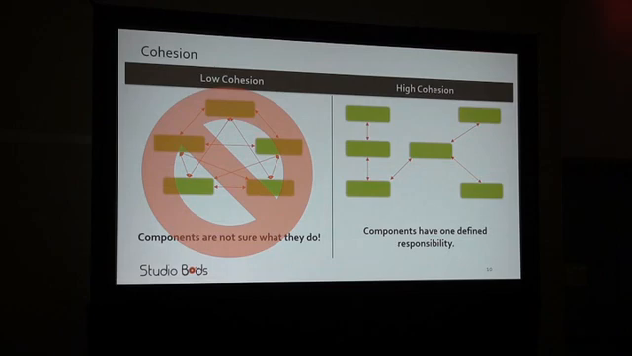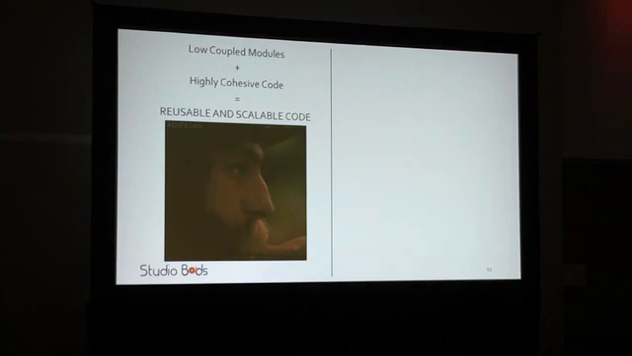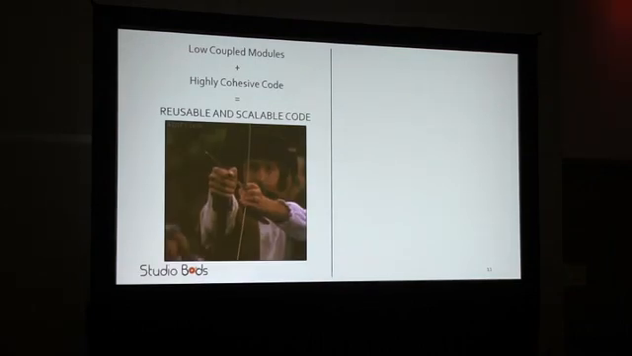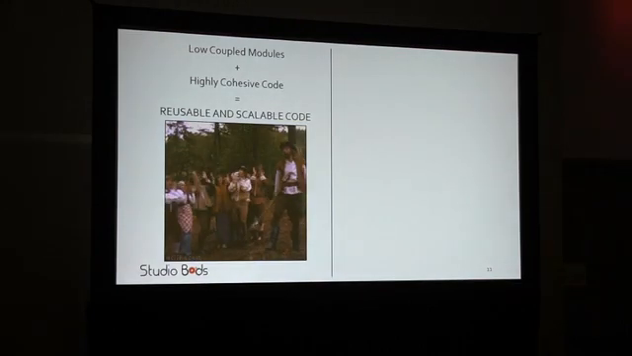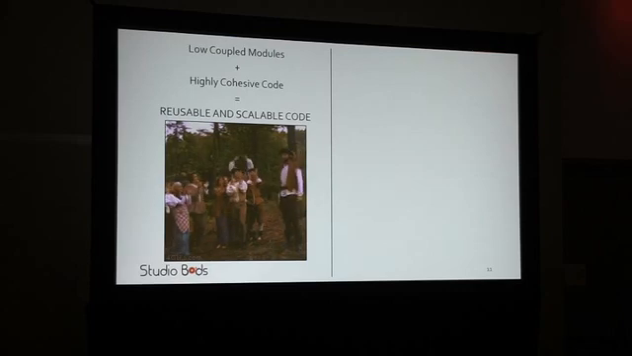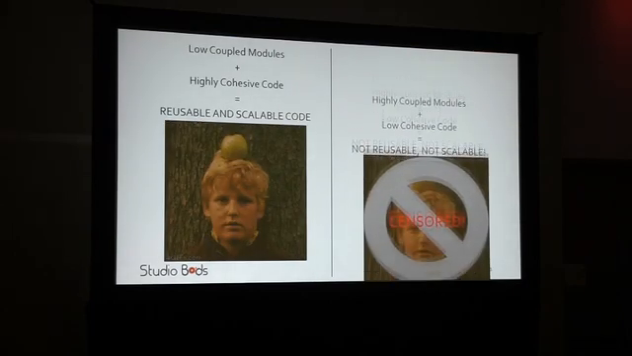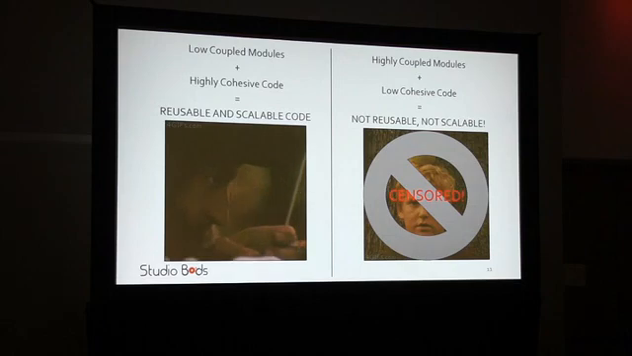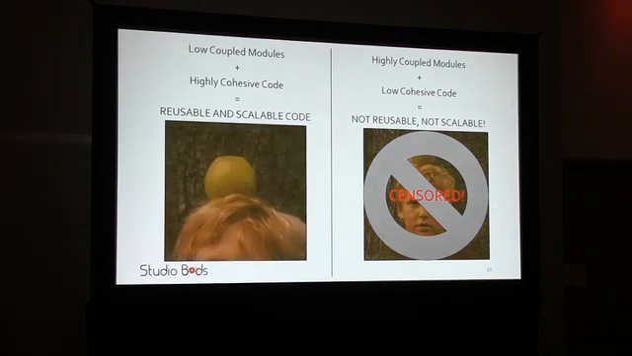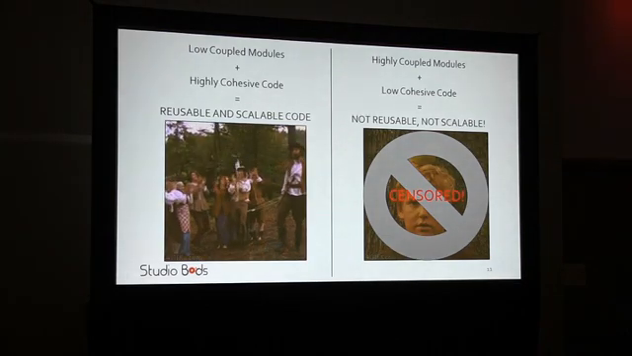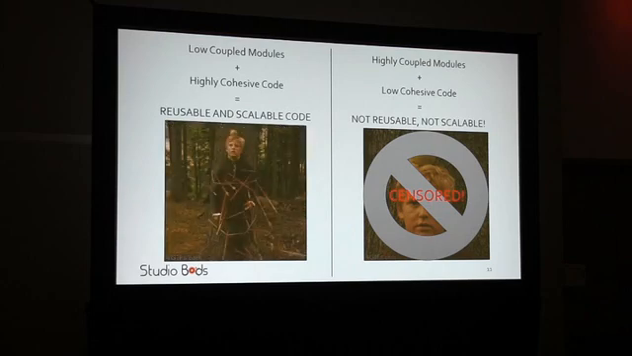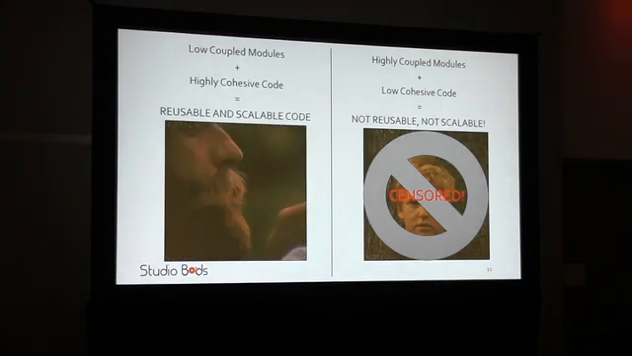Exactly. So the recipe of success: low coupled modules, high cohesive code, and you have something that you can reuse, scalable, you're going to be successful. I'll now show you the opposite way, so it could be bloody. Highly coupled modules, low cohesive code: not reusable, not scalable, you're going to fail.